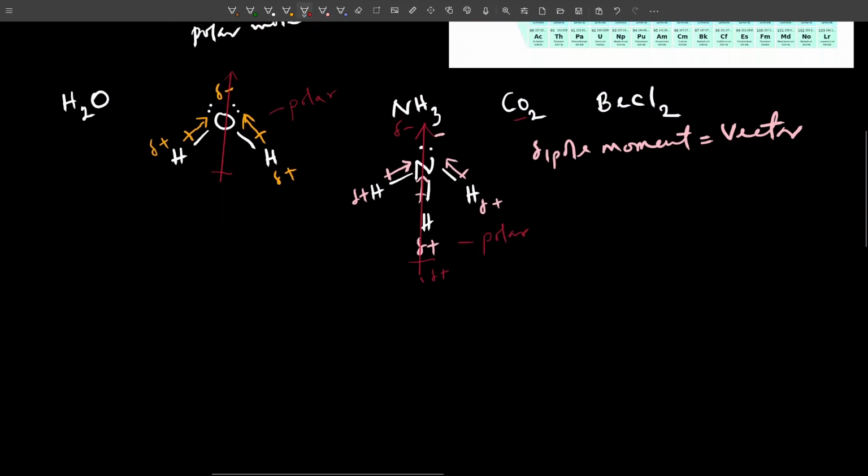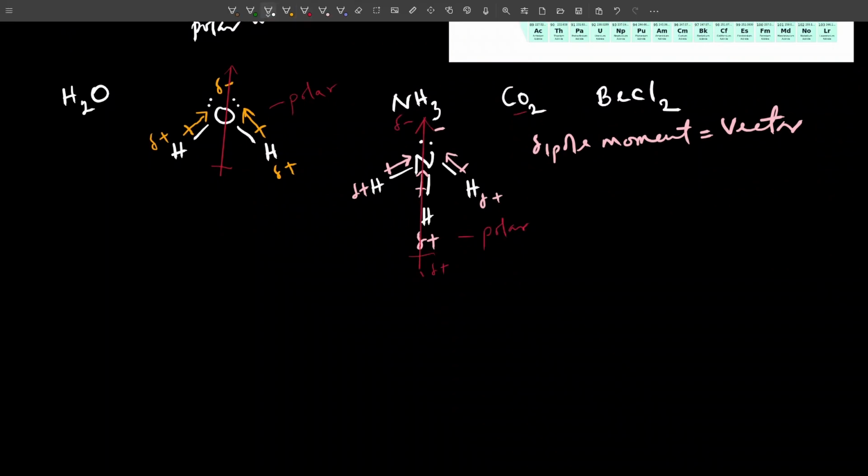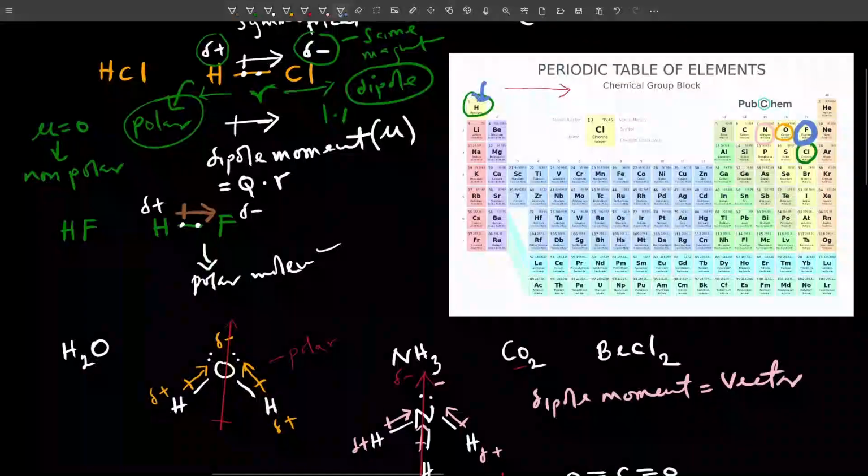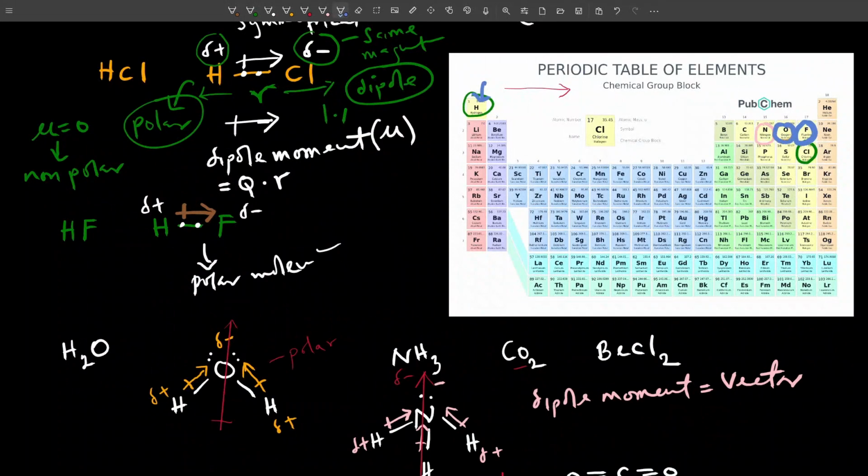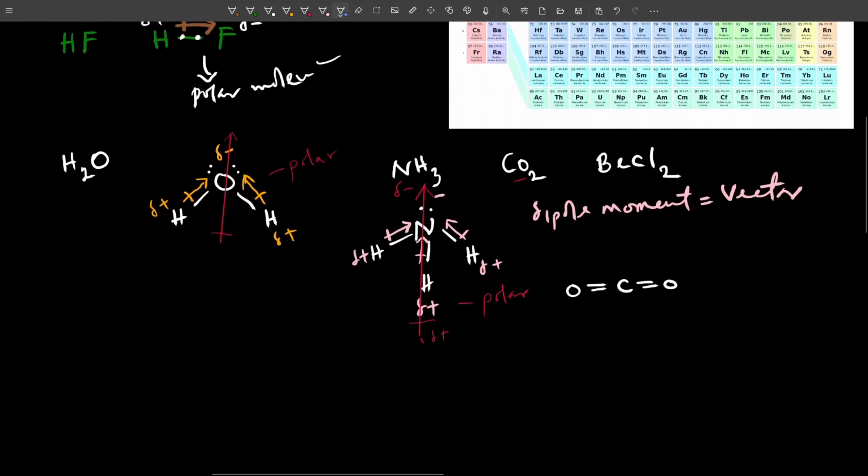Let's look at CO2. CO2 looks something like this, right? Now between oxygen and carbon, which is more electronegative? Let's look at our periodic table. We have oxygen over here and carbon over here. I said that electronegativity increases this way. It means that oxygen is more electronegative than carbon. So the bonds here, how do they move? They move towards oxygen or towards carbon? They move towards oxygen, the dipole moment, isn't it? Giving oxygen a partially negative charge and carbon a partially positive charge.